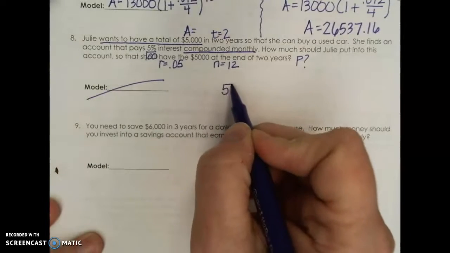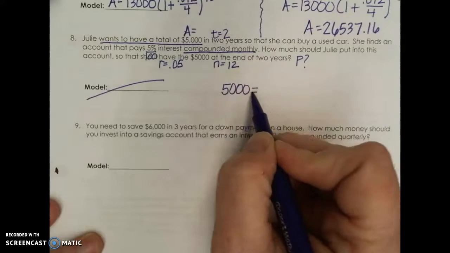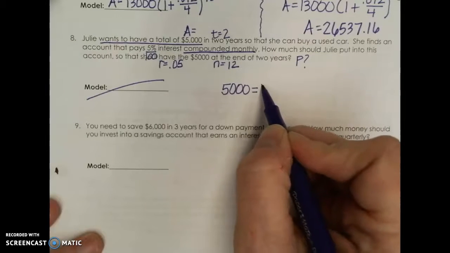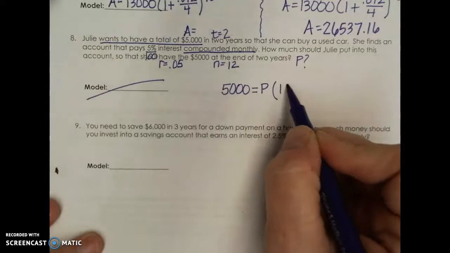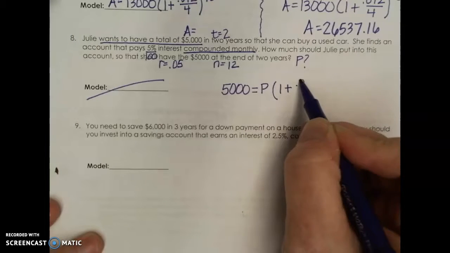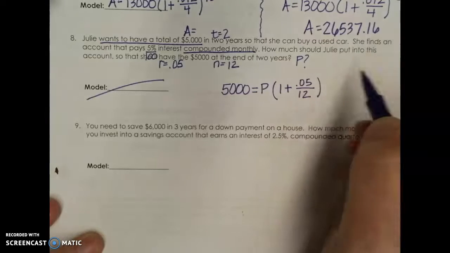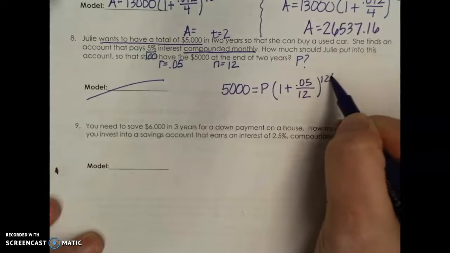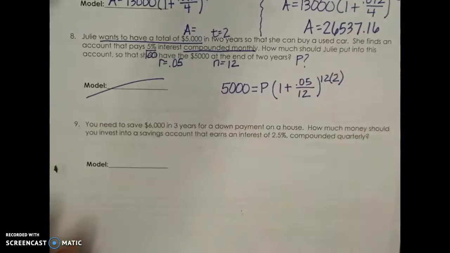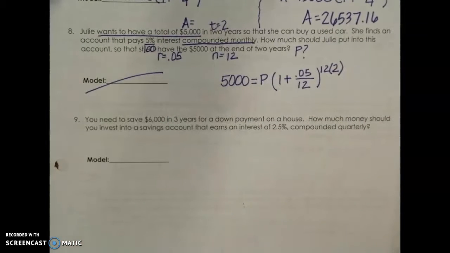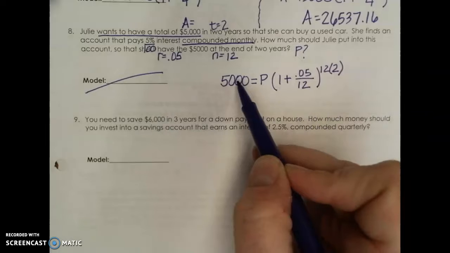We know the answer. The answer is $5,000 because that's what we want. That equals A. So A equals P, well, that's the one thing we don't know, so it's going to stay a variable. And then we have (1 + R) divided by N, raised to N times T. And T is 2 years. Okay? So before, we would just multiply these two together to find out what the final answer is.